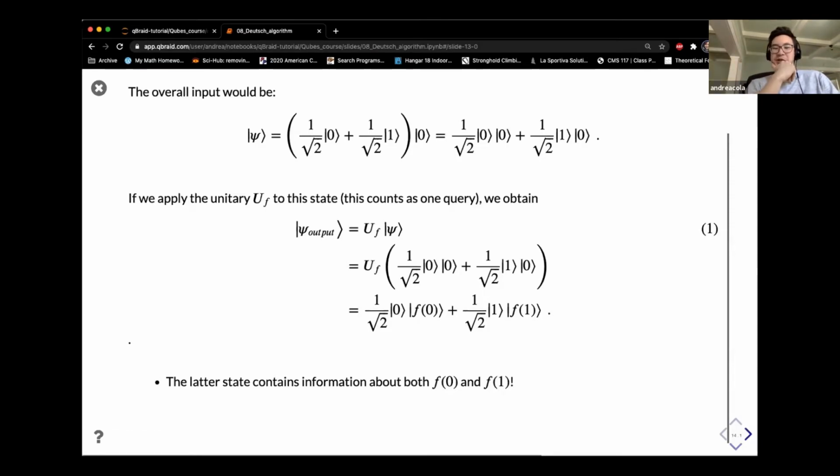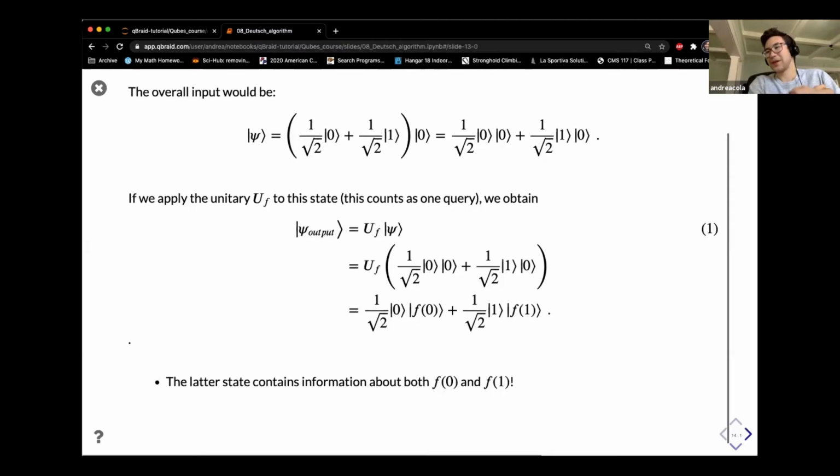Suppose that we measured the state, what would we actually be able to extract information about both f of 0 and f of 1? Yeah, so the measurement collapses. Essentially, if you were to measure the state, let's say you measure the first qubit, or you measure the whole thing. That doesn't make a difference, right?